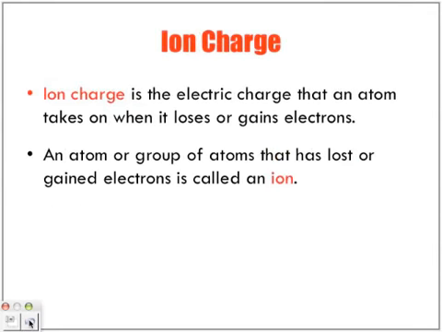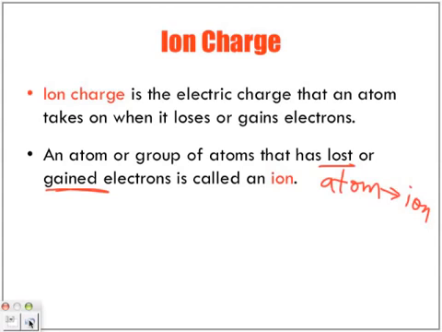Ion charge, and we're going to talk more about ion charge in later chapters when we're comparing the difference between an atom and an ion. So now, the ion charge is the electrical charge that an atom takes on when it loses or gains electrons. So an atom or a group of atoms that has lost or gained electrons. Only if they have lost an electron or two or more, or have gained an electron, is the atom no longer called an atom. An atom actually becomes an ion.